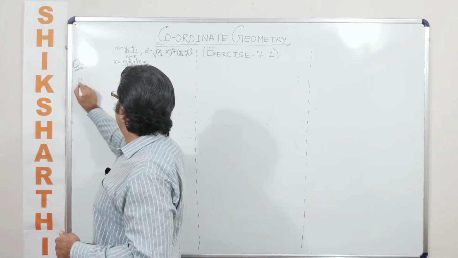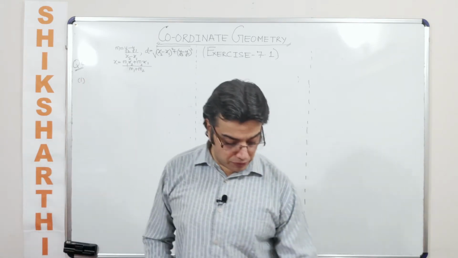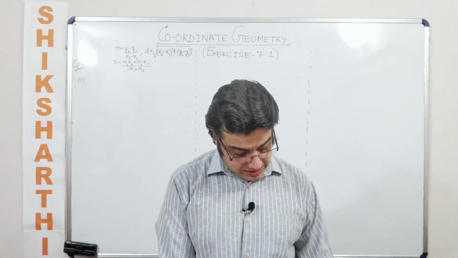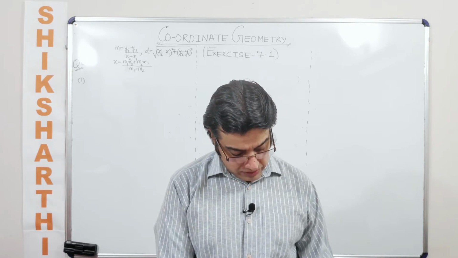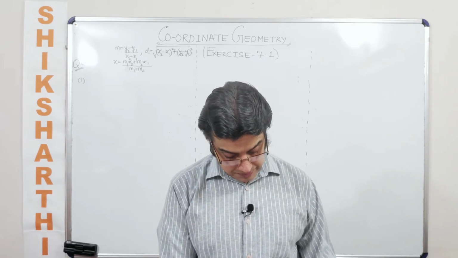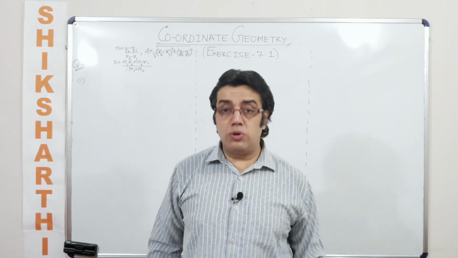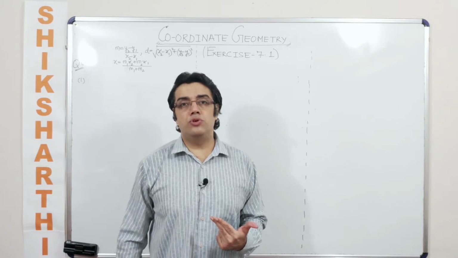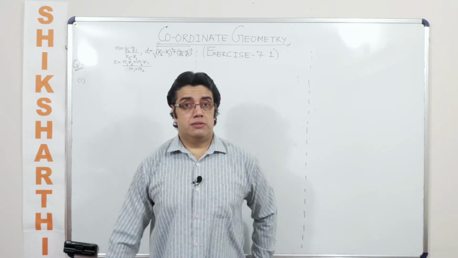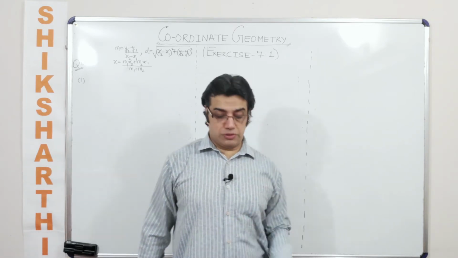You have to name the type of quadrilateral that is formed in all these 3 subparts, and there may be a possibility that no quadrilateral is formed, and that is possible only when any 3 points out of the 4 points which are given to you may be collinear. I hope you understood.